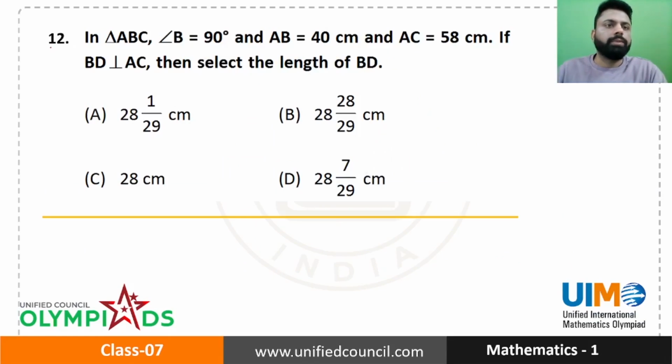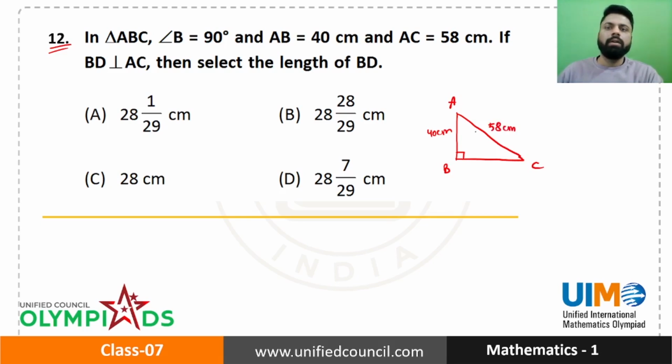So here is the next question that we are going to discuss. In triangle ABC, angle B is 90. So let's draw one triangle. A, B, C. Angle B is 90. AB is 40 centimeter. AC is 58 centimeter. BD is perpendicular to AC. Select the length of BD.